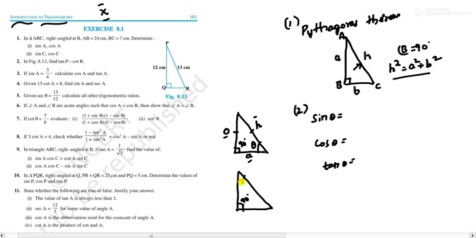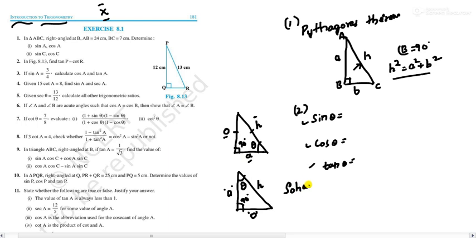Now if theta was over here, the hypotenuse is always opposite of 90 degrees. Then the opposite of theta is called the opposite side, and the left part is the adjacent side. So you have to remember this concept, and if you know this concept, you can remember the ratios properly. How? By using this trick.